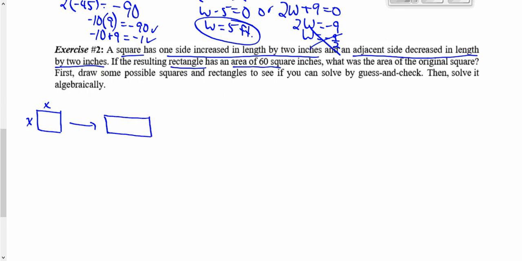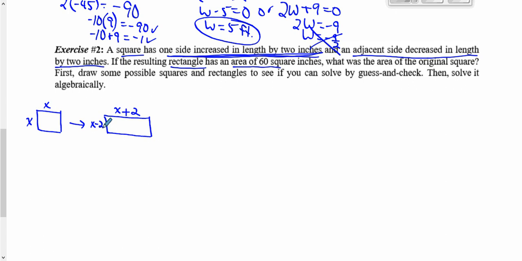All right, so up here, instead of X, it's now what? X plus 2. And then here, instead of X, it's what? X minus 2. That's our rectangle. What else do they tell us about this rectangle? Area 60. Give me an equation for this.